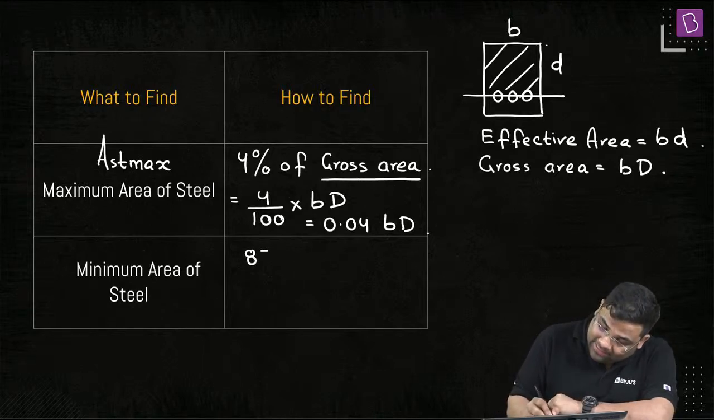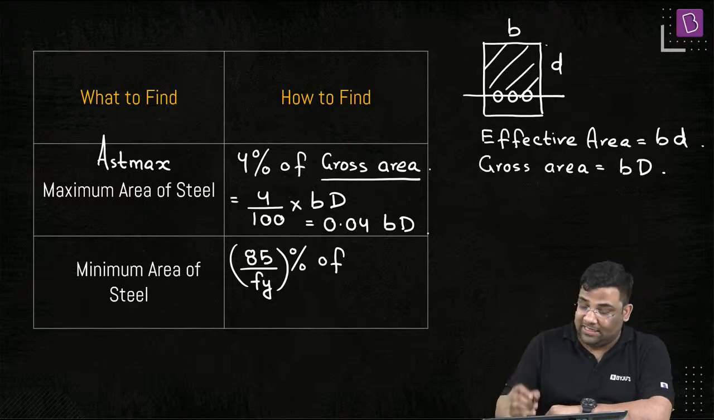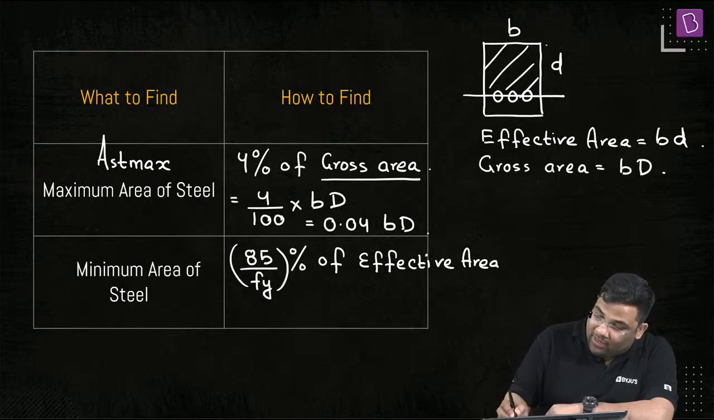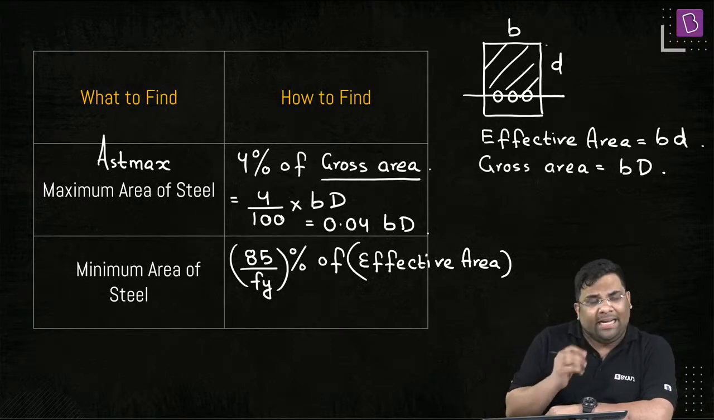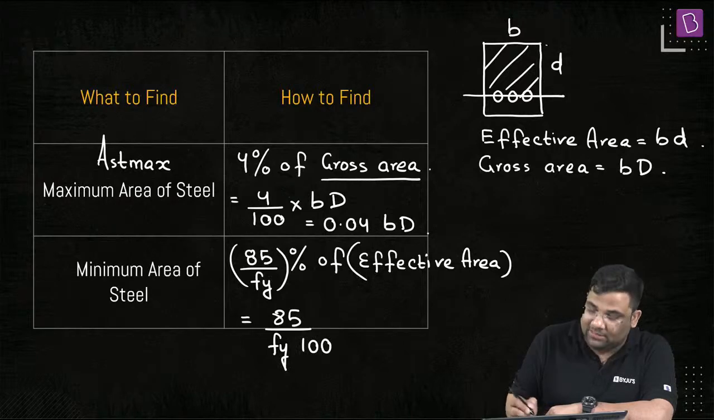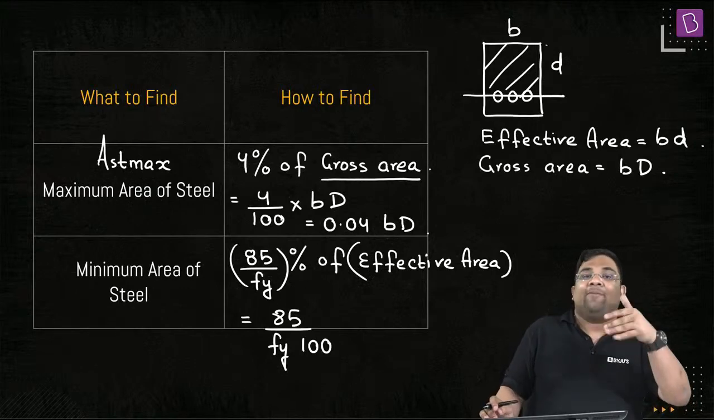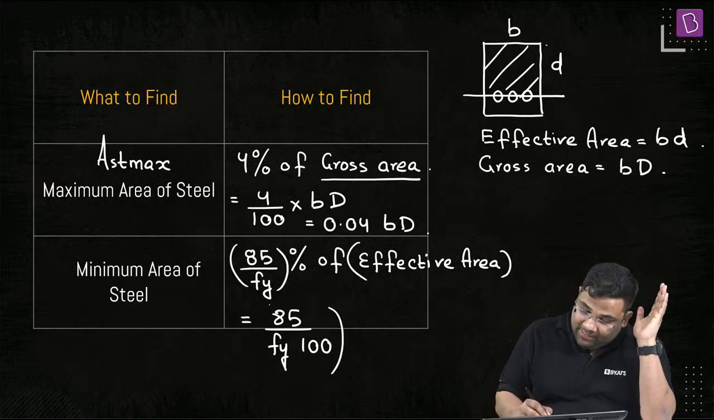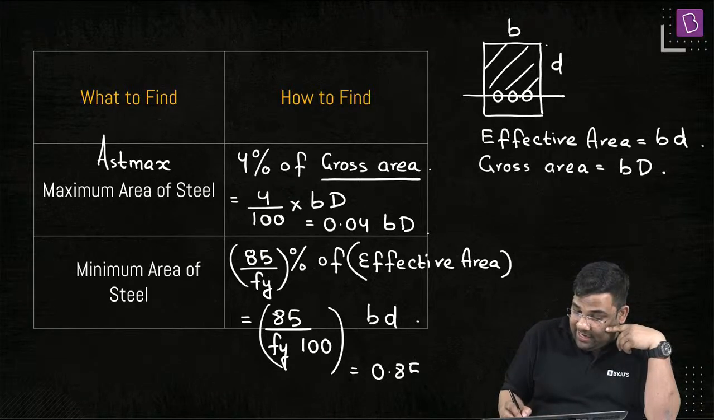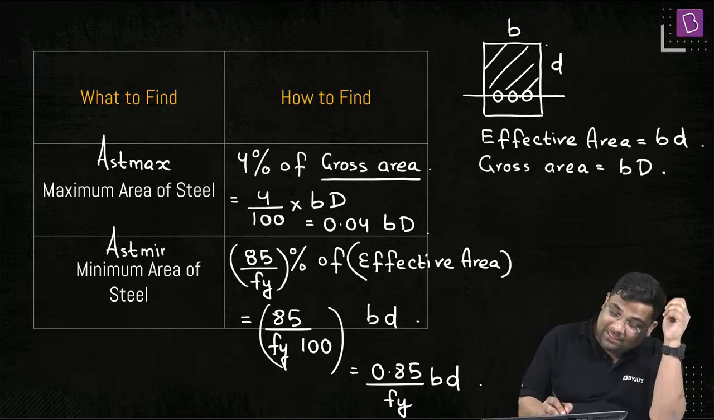The minimum area of steel is 85 by fy percentage of your effective area. Now 85 by fy percentage means what? I have to divide by 100, like when I say 4% of this, I did 4 by 100. So 85 by fy percent means 85 by fy divided by 100, into effective area, which is small b into d. So this formula is 0.85 by fy into bd. So everybody understood how to find out the minimum area of steel and the maximum area of steel.